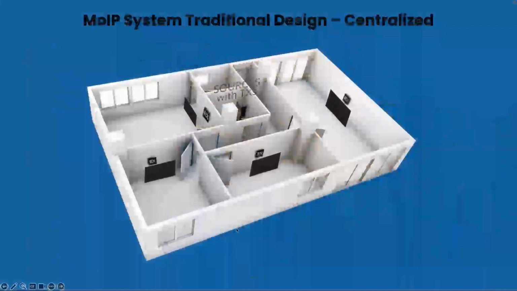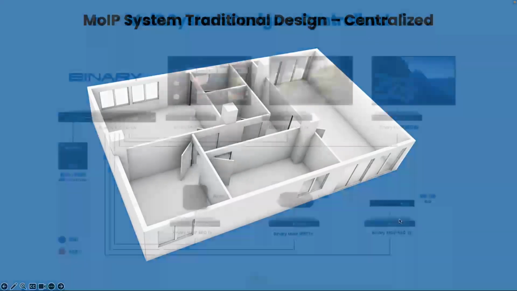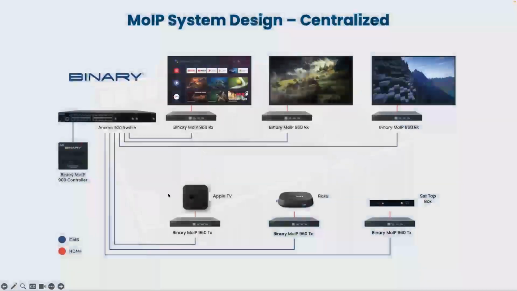And then here's a look at an illustration of a traditional MoIP system design that's centralized with a transmitter at each source and a receiver per display. This is a representation of a typical MoIP system with a transmitter at each source and a receiver per display, like our standard rack room.